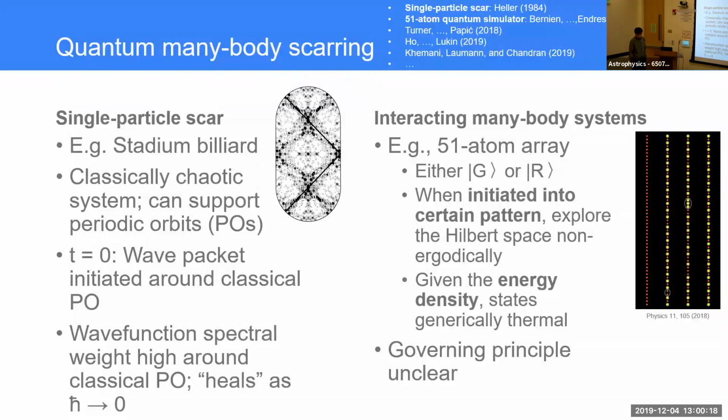What they observed is that if you initiate this chain into some specific patterns, for example this Z2 pattern, ground, Rydberg, ground, Rydberg, ground, Rydberg, then the state would actually explore the Hilbert space in a non-ergodic fashion, even though, given this energy density, you would expect chaotic behavior. So this actually inspired a host of theoretical work in the community. However, the governing principle is still unclear today.